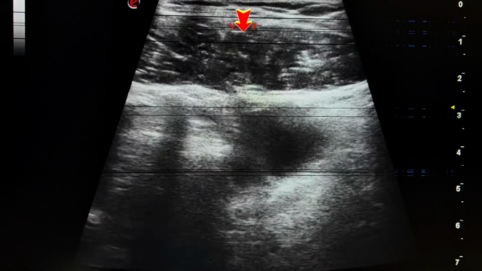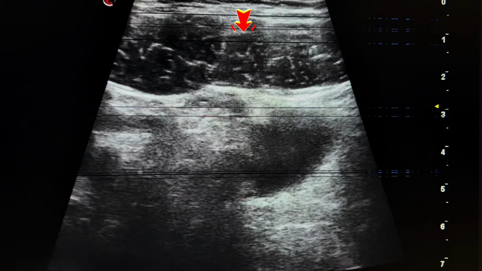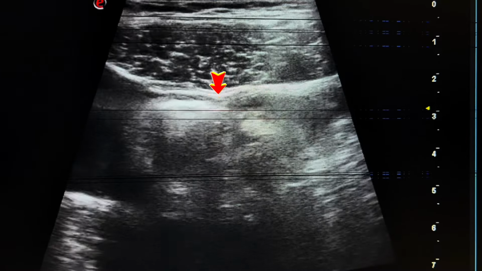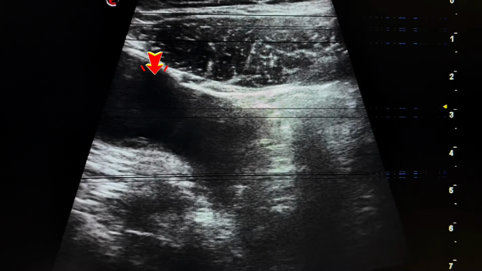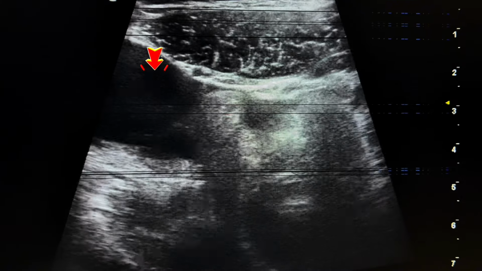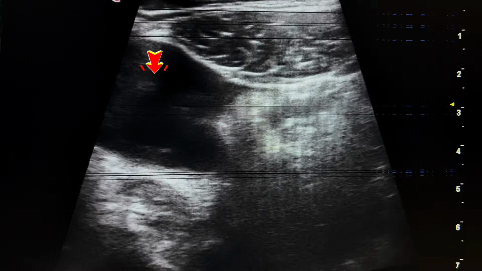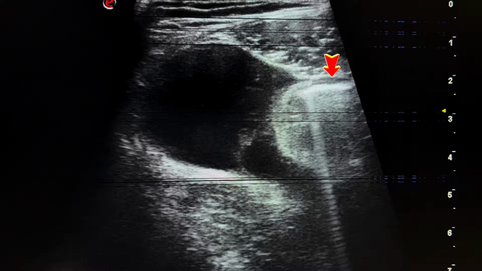Now scanning the right lower abdomen to rule out the cause of pain and tenderness. Here we see the gut loops containing gases and free fluid around the gut loops in the right lower abdomen. The gut loops appear to be normal and show normal peristalsis.